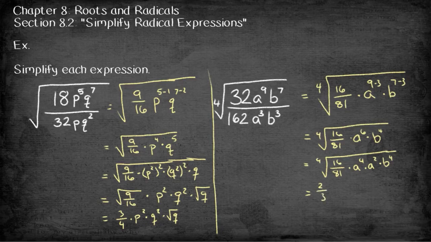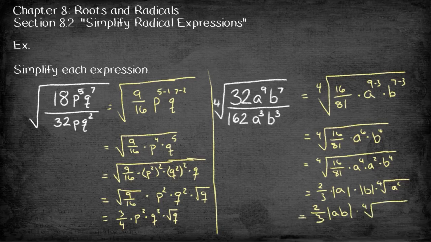So this would be 2 over 3 times the square root of a to the 4, which would just be the absolute value of a, times the fourth root of b to the 4th, which would be the absolute value of b, times the fourth root of a squared. So this would be 2/3 the absolute value of ab times the fourth root of a squared. It's getting gross, folks.